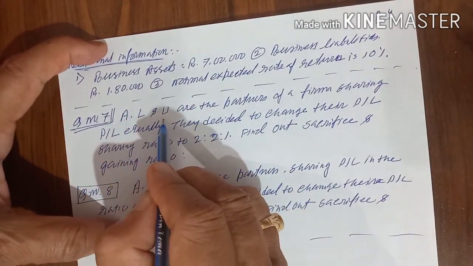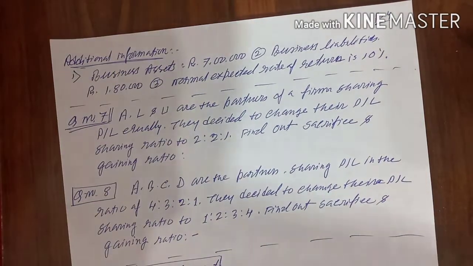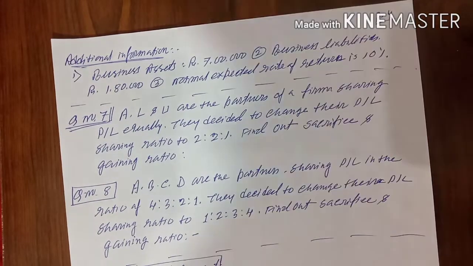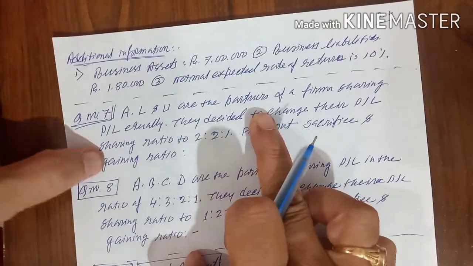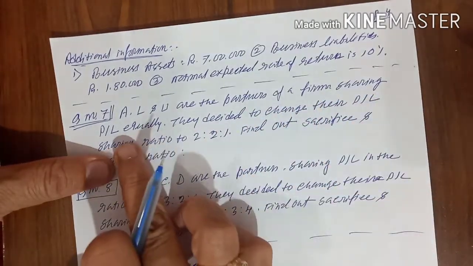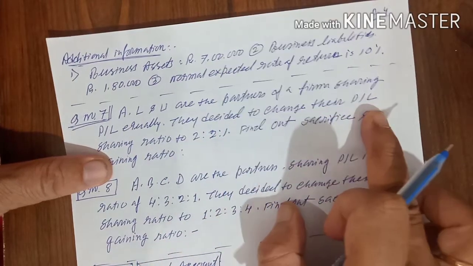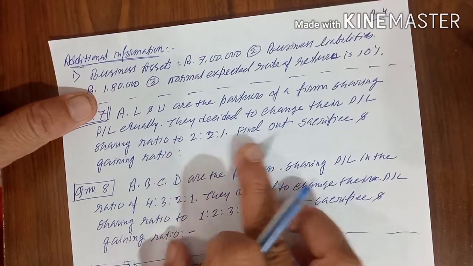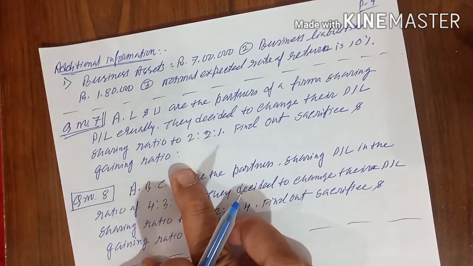A, L and U are the partners of a partnership firm sharing. Once again I want to read it to you. A, L and U are partners of a firm sharing profit and loss equally. They decided to change their profit and loss sharing ratio to 2:2:1. Find out the sacrificing and gaining ratio by applying the formula.